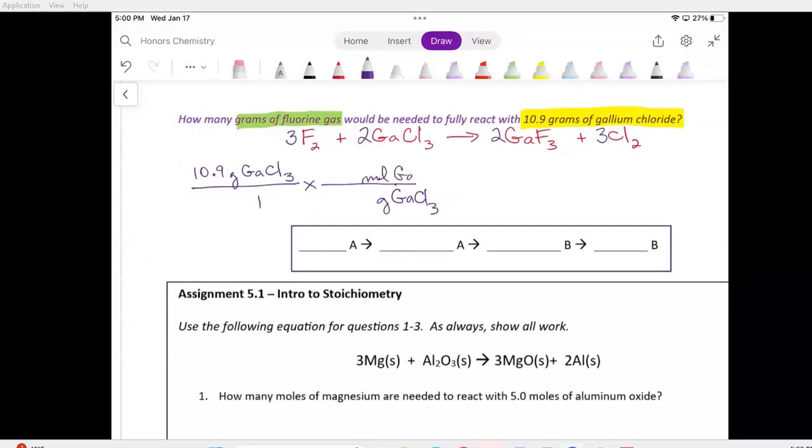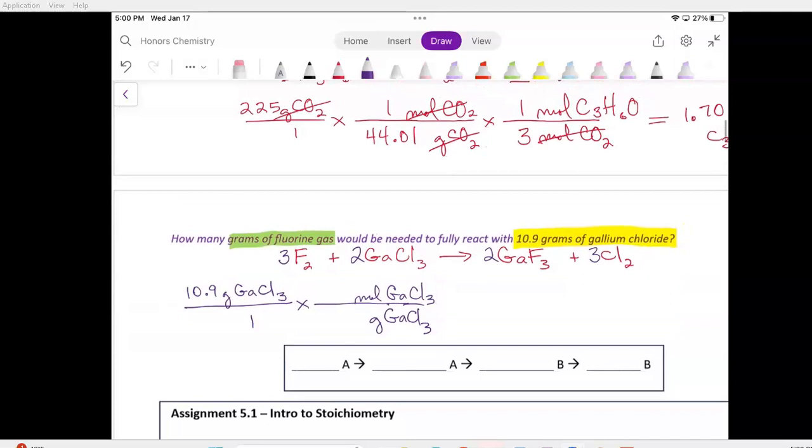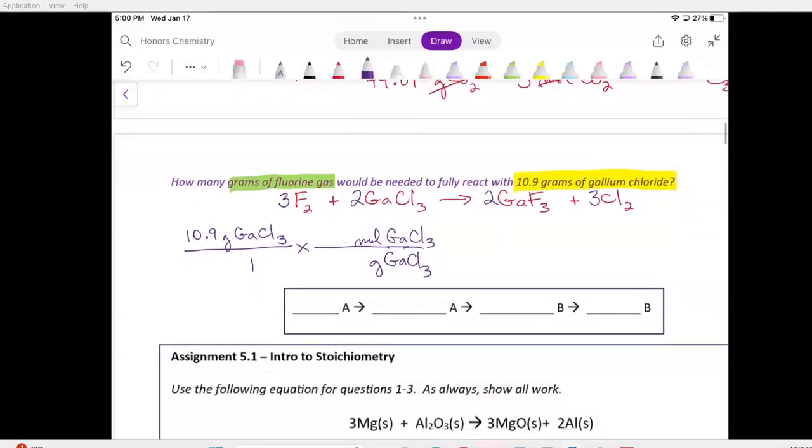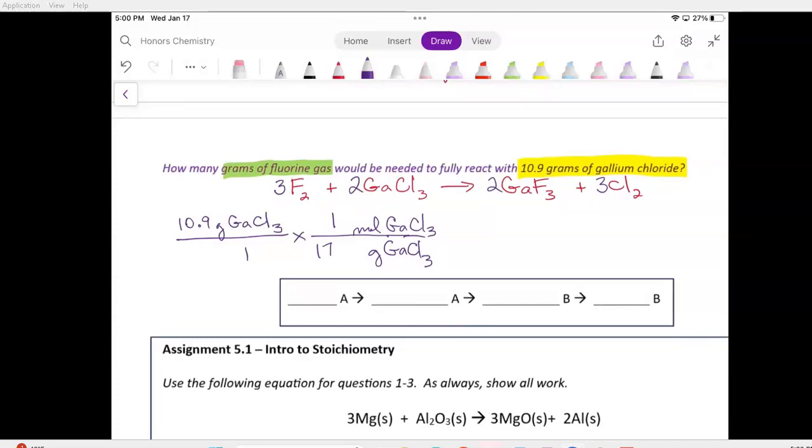The first thing we would do, much like the previous problem, is we're going to go from grams of whatever we were given. In the previous problem, it was 225 grams of CO2, right? This time it's 10.9 grams of gallium chloride. And then we're going to go to moles, right, using the periodic table. And the periodic table says that gallium chloride is 170.07 grams per mole, right? So now I have moles of gallium chloride.